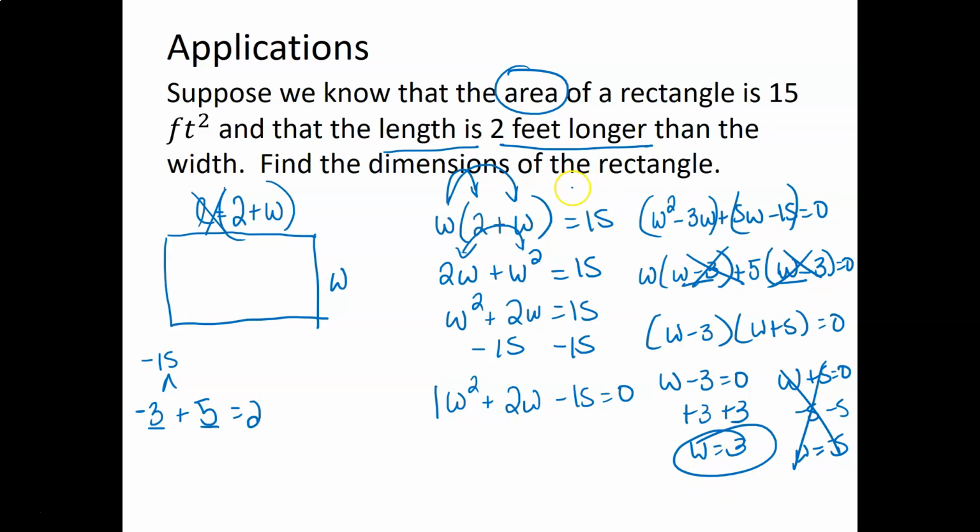to 3. I know that the length is 2 feet longer than the width, so the length is going to be 3 plus 2, which is 5. So my dimensions of the rectangle, the width is equal to 3 and the length is equal to 5. I should always put my units on at the end. It's not feet squared because feet squared is area. Length and width are just feet there.